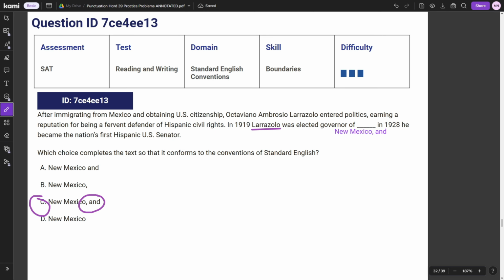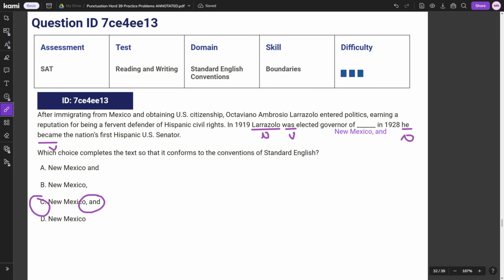So this person right here is going to be our noun, and was is going to be our verb. Now let's look after the comma and the fanboy. He is going to be our noun, and became is going to be our verb. So yes, we have two complete sentences, so we would need that comma and a fanboy to connect those two.